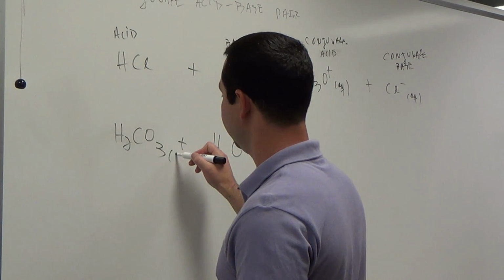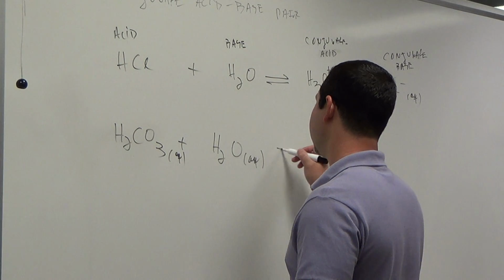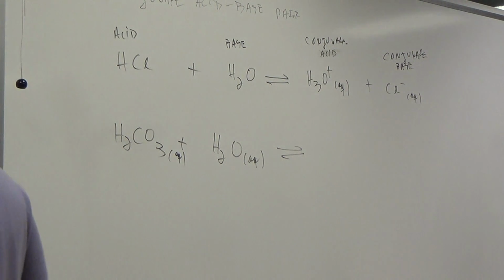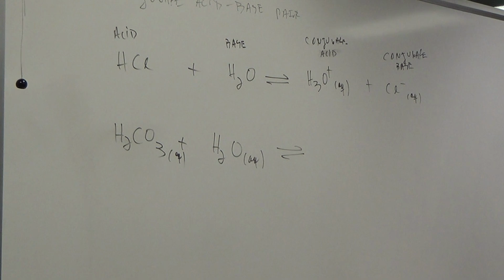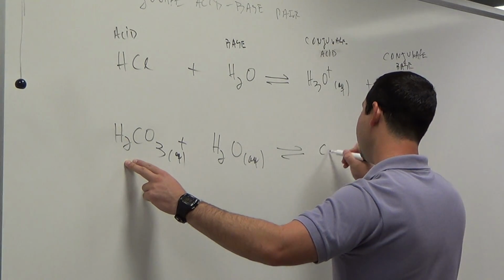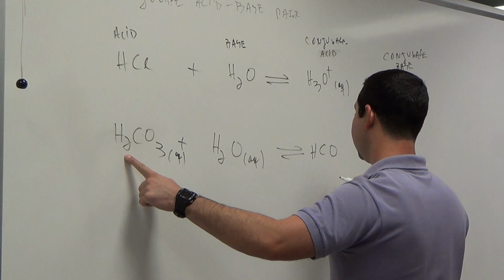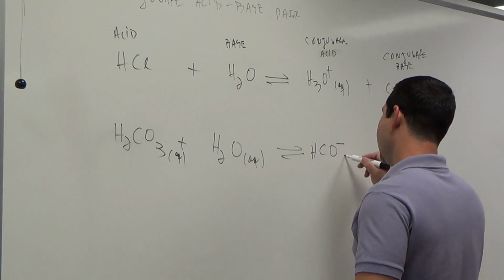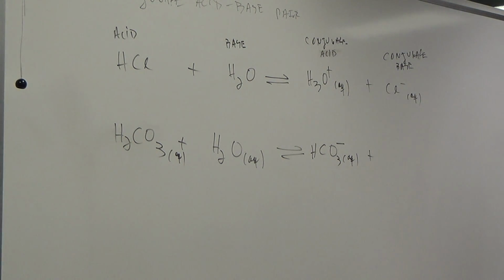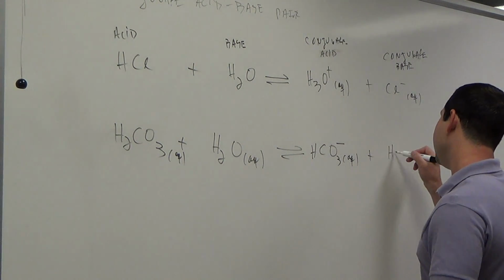Let's do this. This is aqueous and aqueous. This here is called carbonic acid. You can guess what this is going to act like, the acid or the base? The acid. So it's going to give away an H+. Once it gives away the H+, it's going to become HCO3 with a minus charge, with 1 H still left. Now the H+ was taken by the water, so it is going to become H3O+.